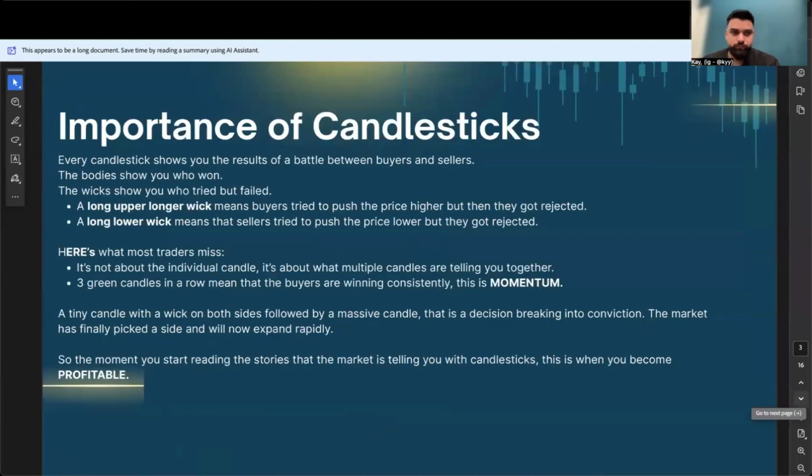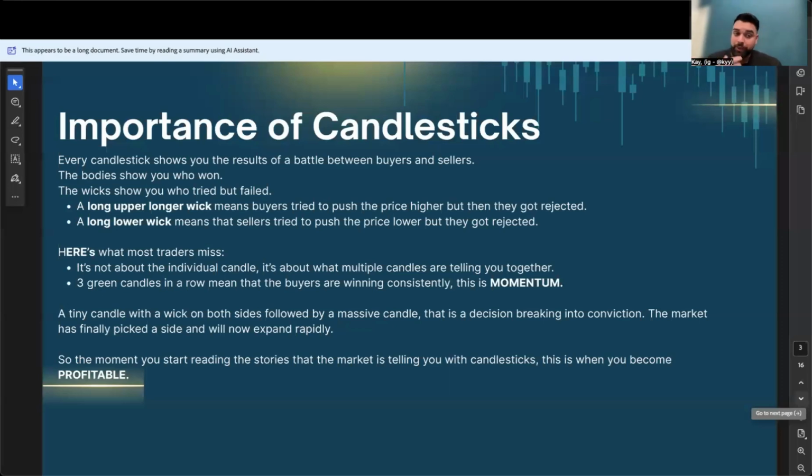So the importance: every candlestick shows you the result of a battle between the buyers and the sellers. That's what a candlestick shows you. It's when the buyers step out and the sellers step in, or the buyers were trying to push but couldn't win because the sellers were more. So it basically tells you about a battlefield between the two and who won. The bodies show you who won.